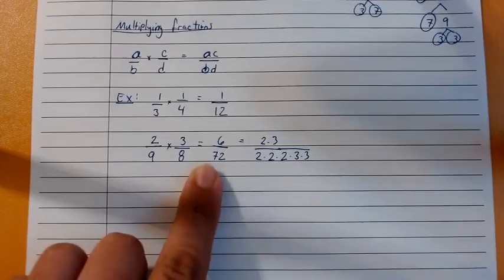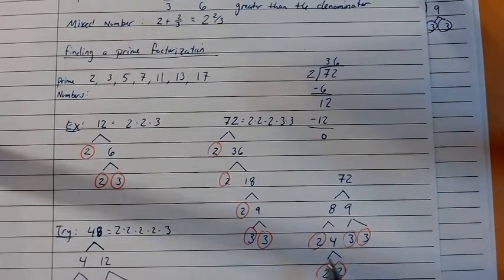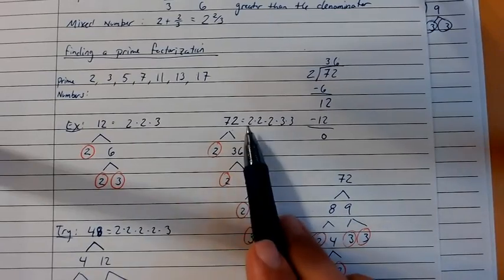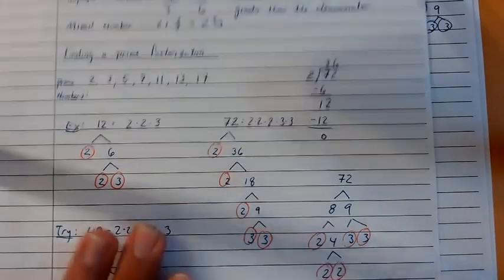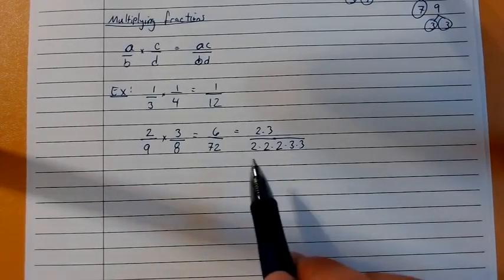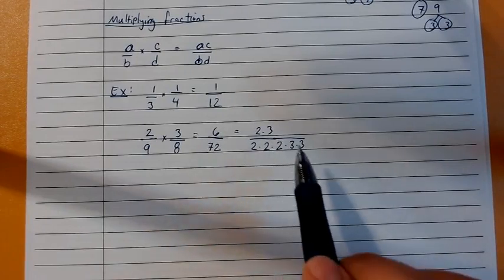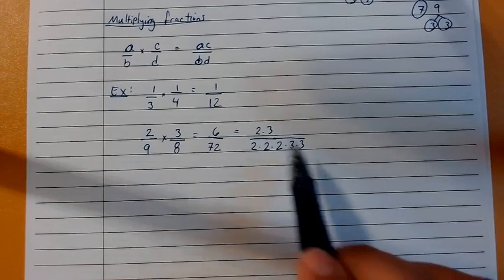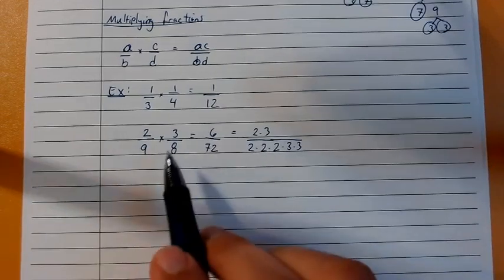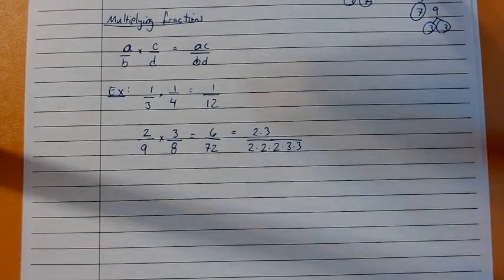You might say, wow, you did that really quickly. Not really. That was one of the examples we did a few minutes ago. 72 was 2 times 2 times 2 times 3 times 3. If ever you find something that factors a number, you don't have to keep doing it over and over again. It's the same result. So we multiply these together, then we factor, and then you simplify and divide away.